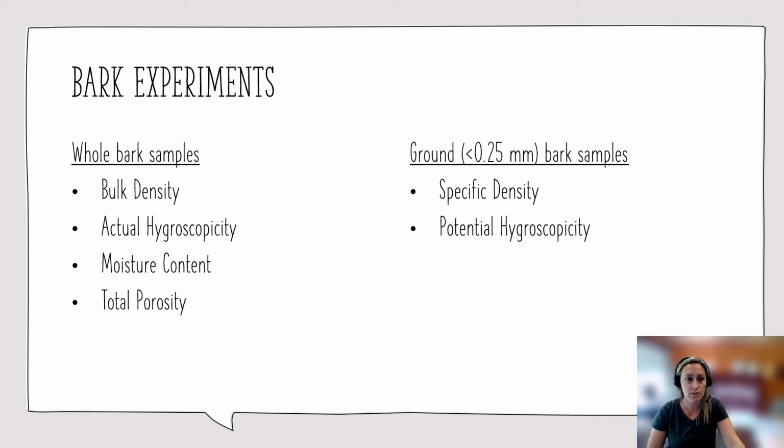Then, potential hygroscopicity was measured in a method similar to actual hygroscopicity, where the ground bark samples were placed in a crucible inside the 100% relative humidity desiccator.